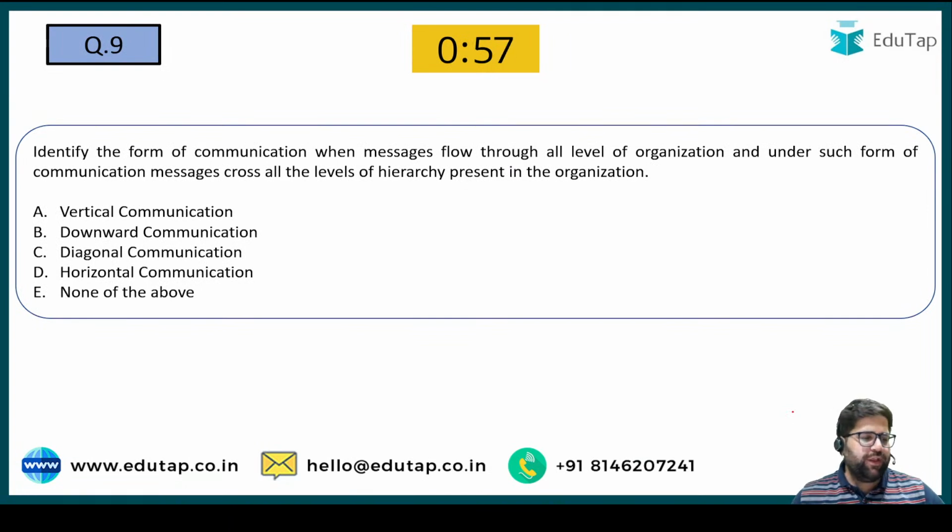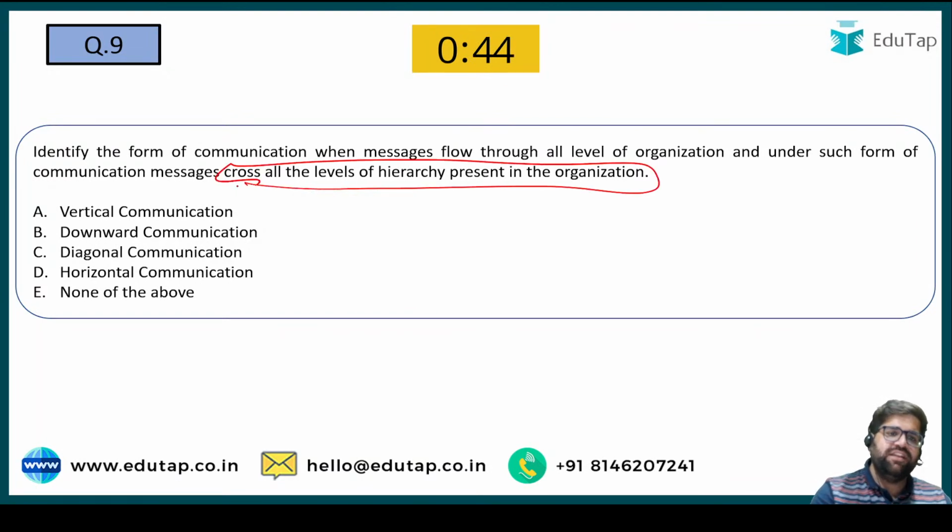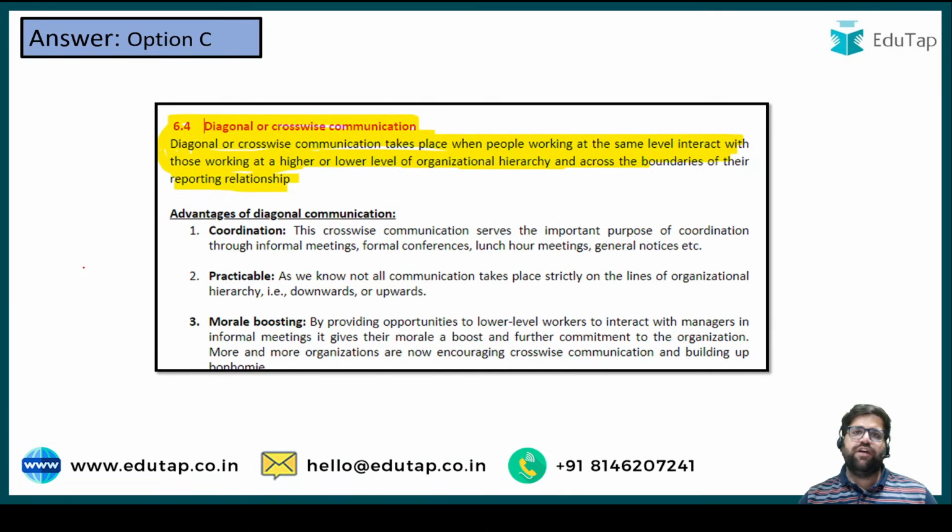Identify the form of communication. Here you have to identify the form of communication when messages flow through all the levels of the organization, and under such a form of communication, messages cross all levels of hierarchy which are present in the organization. So this is the keyword. The correct answer in this particular question will be diagonal communication. Now, if you see, diagonal communication is also known as crosswire communication.